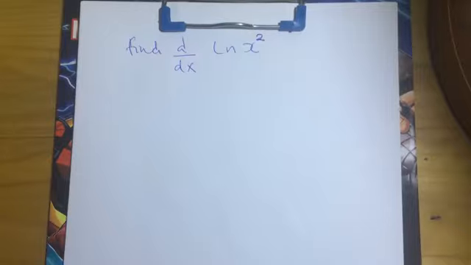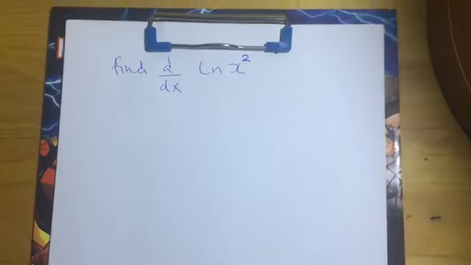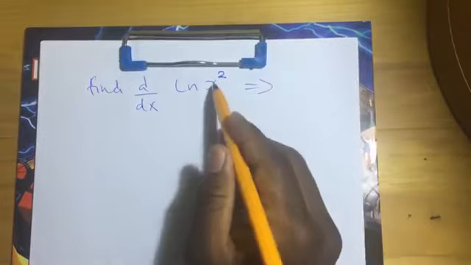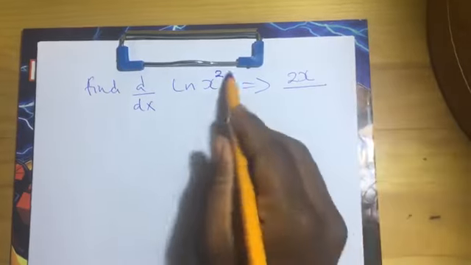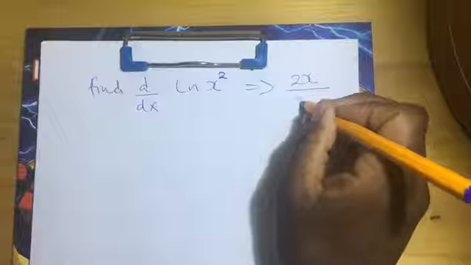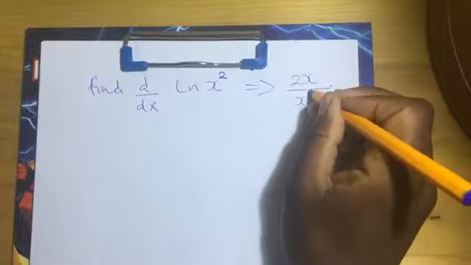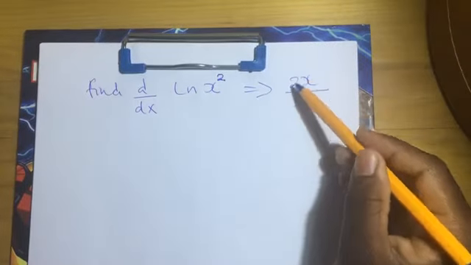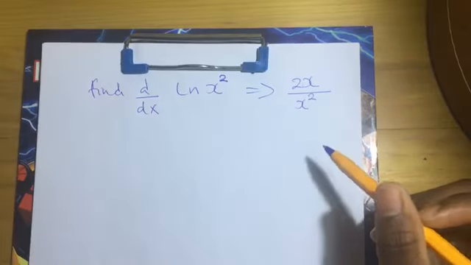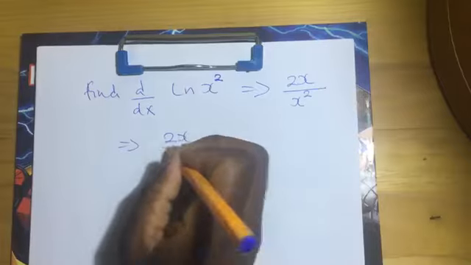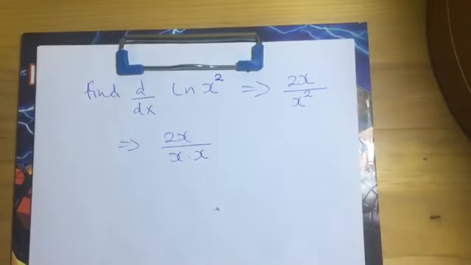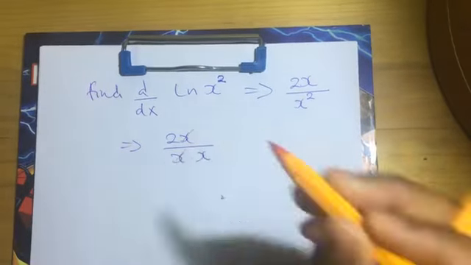Now, if you notice, the person that said 2x over x squared, the x's can cancel out. The derivative of x squared is going to be 2x, divided by the original middle item, which is x squared. Now, if you look at x and the x squared, they can cancel out. You see that? So this is going to be 2x over x times x. These two x's can cancel out.